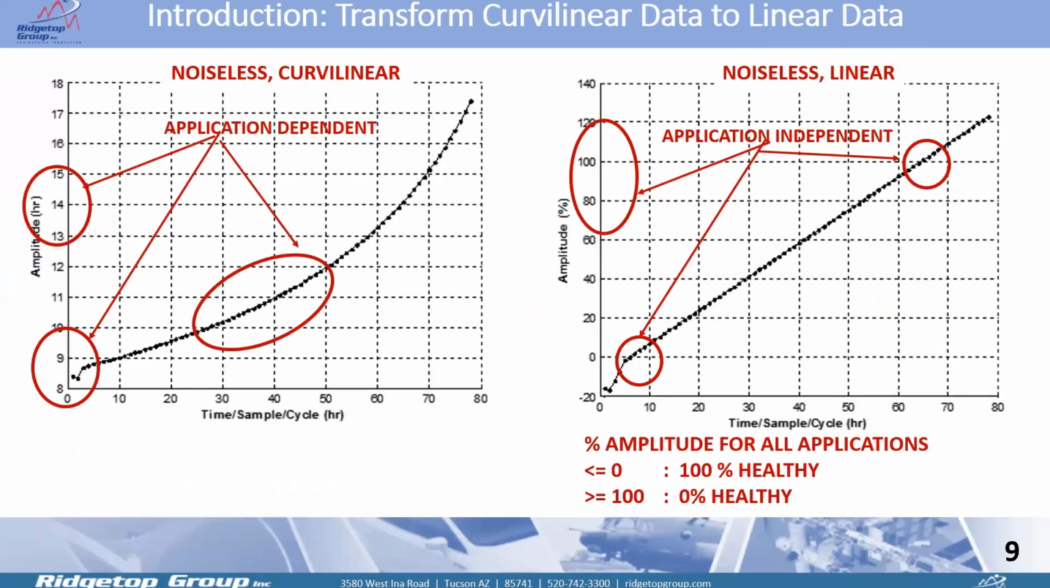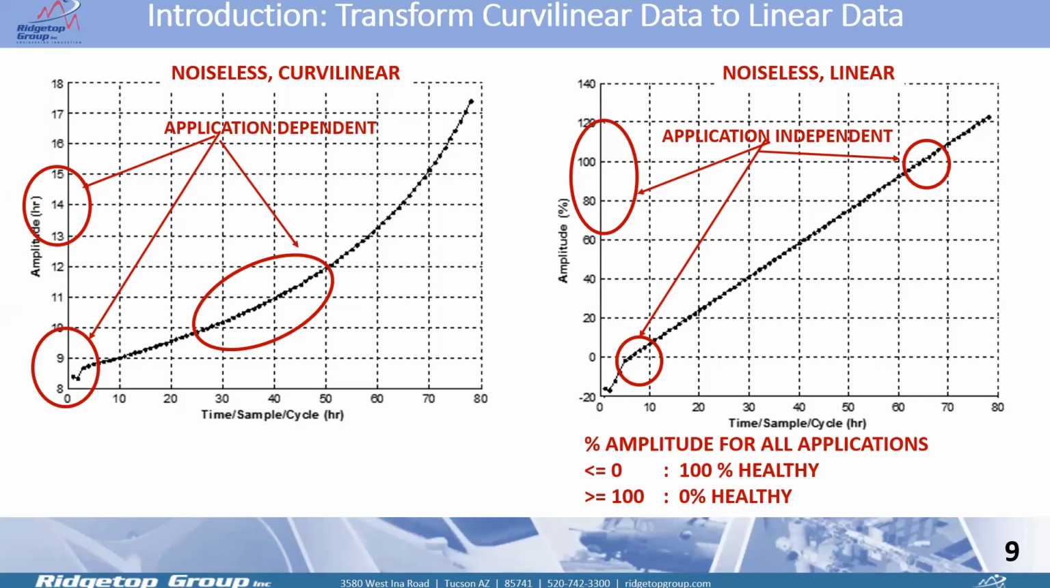This is an example of ideal data, just to show why we do these transforms. What you see on the left-hand side is an ideal degradation, absent any kind of thermal noise, environmental variations, or manufacturing variation. It's a nice, predictable curve. But even so, that data has an amplitude. The amplitude of every power supply, even of the same type, will be different, and therefore that's application dependent.